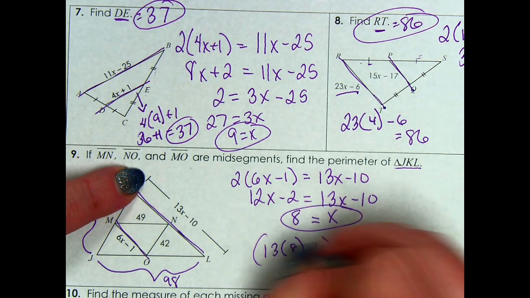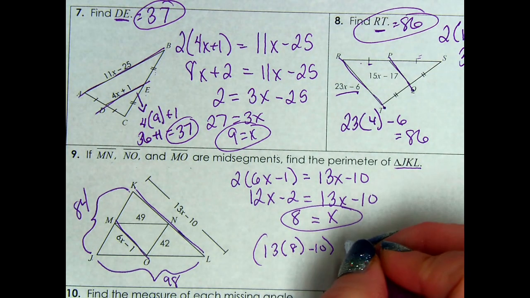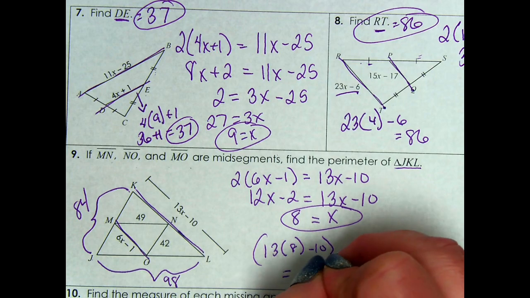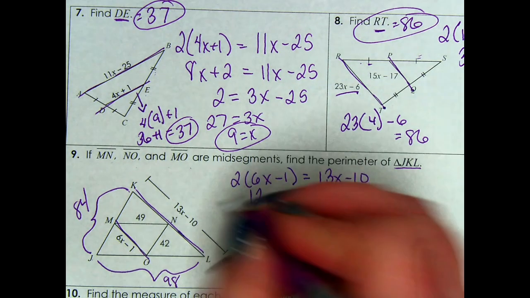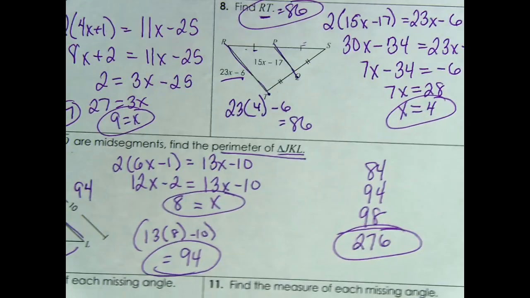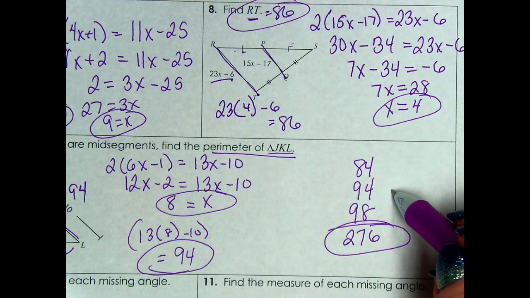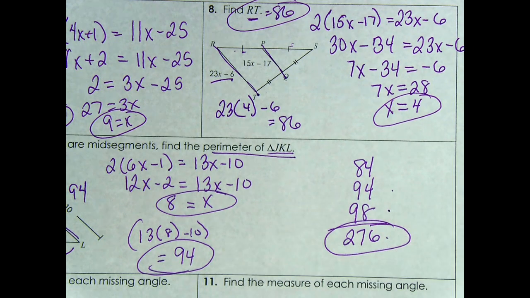And 13 times 8 minus 10 is 94. And I'm still not done because the question asked me to find a perimeter. I would say that 84 plus 94 plus 98 is equal to 276, and that's my final answer.